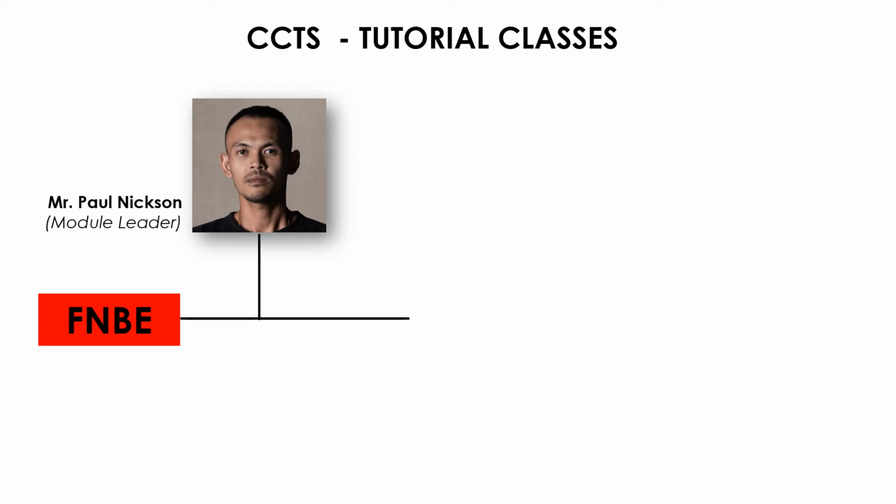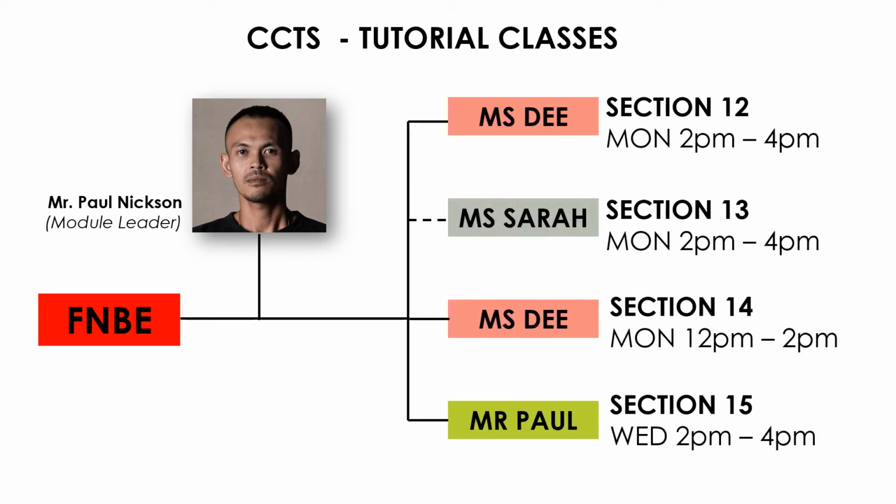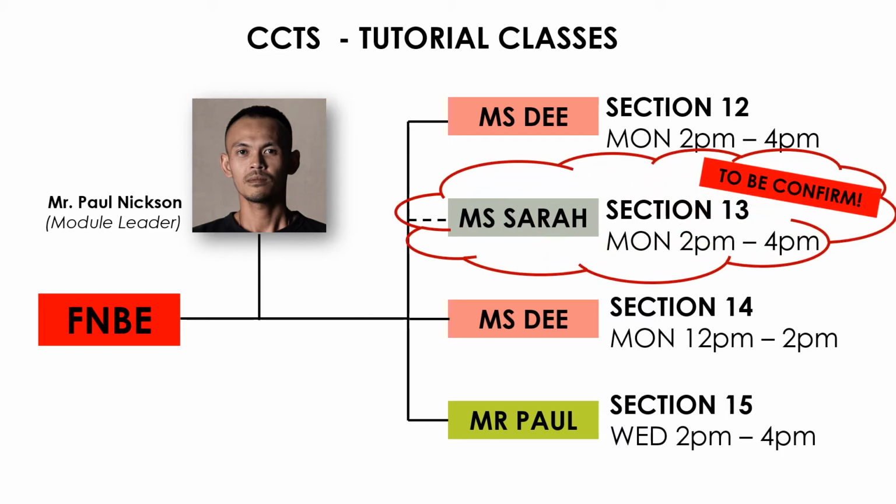For your information, there are about 70 plus FNBE students, and they will be divided into 4 tutorial groups or sections. As you can see, Ms. D will be monitoring Section 12 and Section 14. As for Section 13, we will need to wait for finalized confirmation whether the students will join my class or Mr. Paul's class, or it could still remain as it is, and this will need to be reconfirmed, so please be patient.